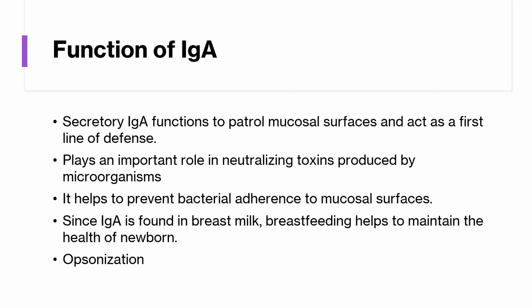Now, for the main function of the secretory IgA. First is to patrol mucosal surfaces and act as a first line of defense. Now, it plays an important role in neutralizing toxins produced by microorganisms, and it helps to prevent bacterial adherence to mucosal surfaces. So complexes of IgA and antigen are easily trapped in mucus and then eliminated by the ciliated epithelial cells of the respiratory or intestinal tract. This prevents pathogens from colonizing the mucosal epithelium. Since IgA is found in breast milk, breastfeeding helps to maintain the health of the newborns.